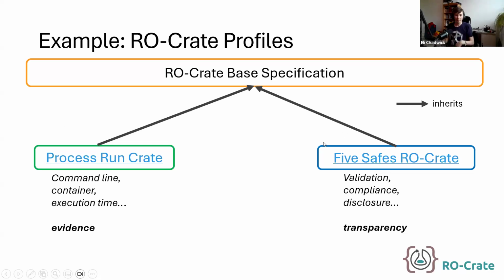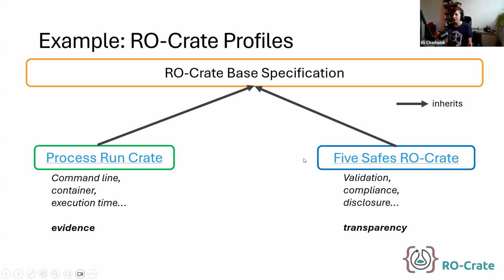We also have a profile called 5safes RO crate, which you've already heard us mention. Again, this inherits everything in the RO crate base specification and adds some extra requirements around describing processes like validation, compliance or disclosure control. So this profile is all about providing transparency for the data that's been created and the processes, maybe human processes or automated processes, that went into that data creation process.